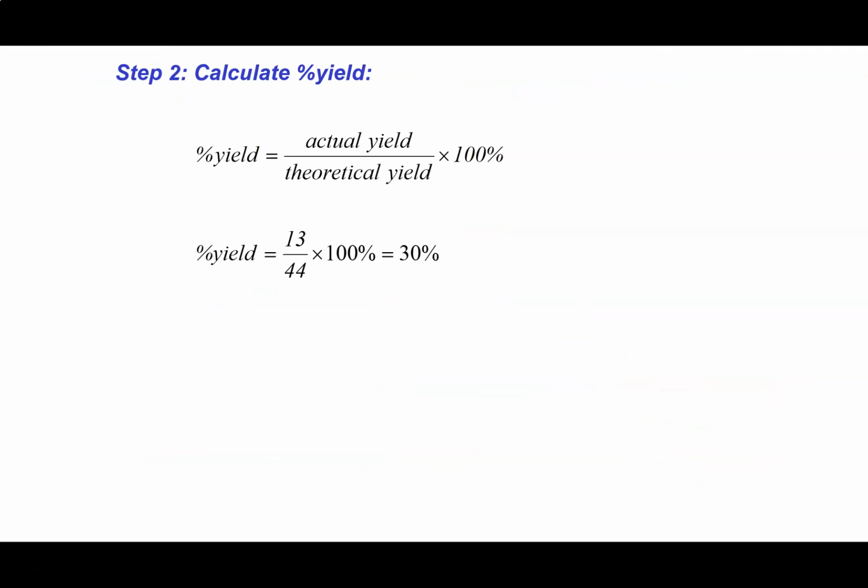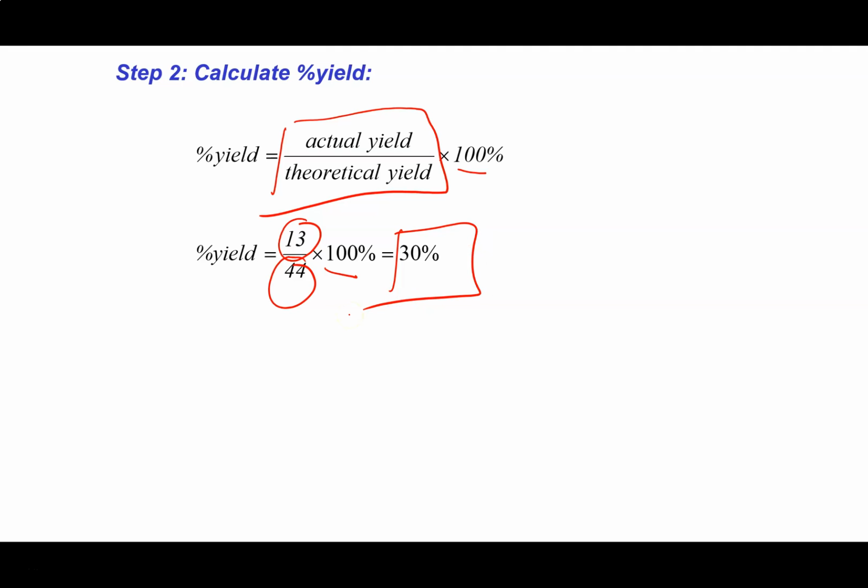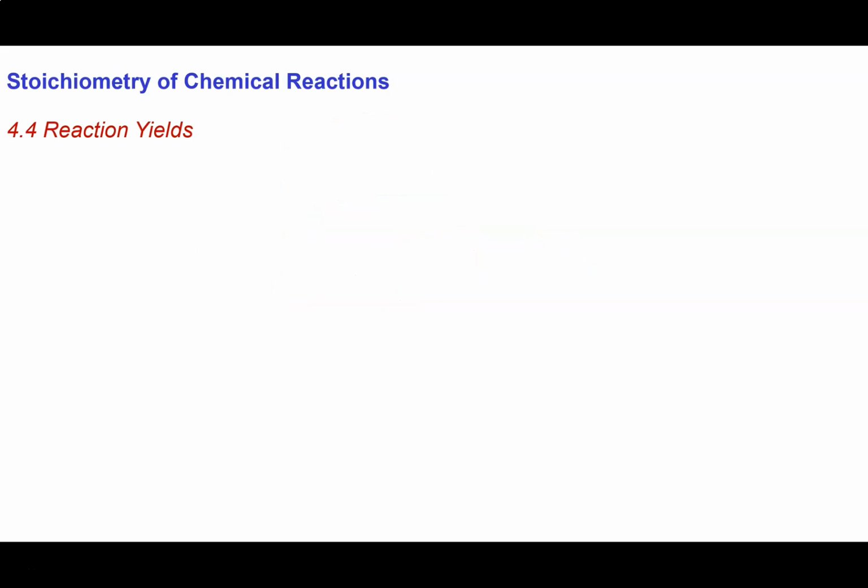Now I'm ready to do my second step, which is to calculate the percent yield. As we know, it's the actual yield divided by the theoretical yield times 100. My actual yield was given in the problem, 13 grams of CO2. My theoretical yield, which was calculated when all of the methane was consumed, is 44 grams of CO2, and then times that by 100, and that gives me a 30% yield. Sometimes you're asked to say of what product, which is CO2.